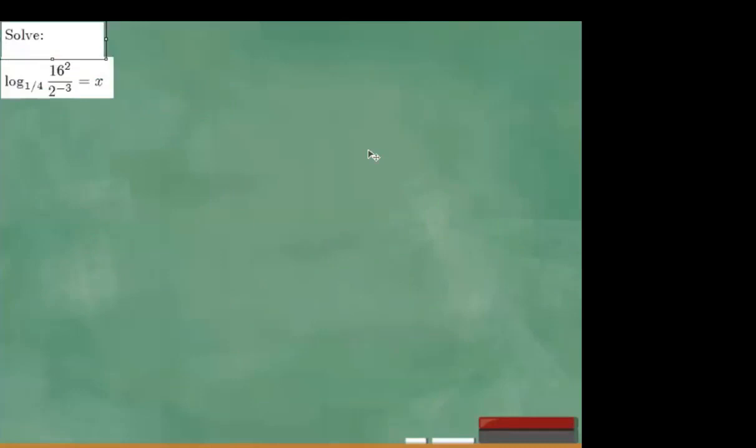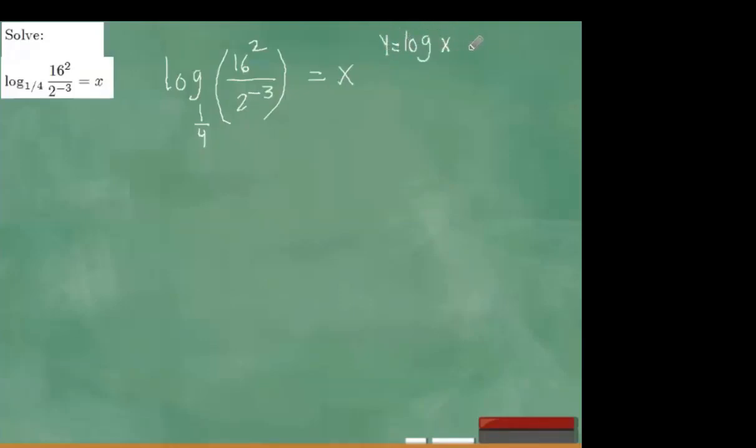Here we're going to solve. We have log of 16 square over 2 to the power of minus 3. This is my argument, is equal to x, and my base is 1 over 4. We need to write this as an exponential function. Recall log of x equal to y. You can write this as the base b to the power of y is equal to x.